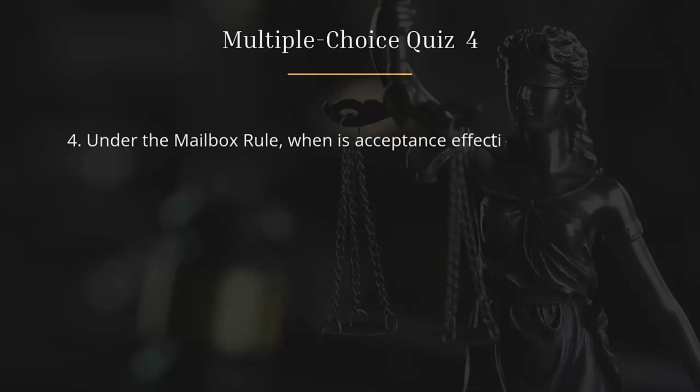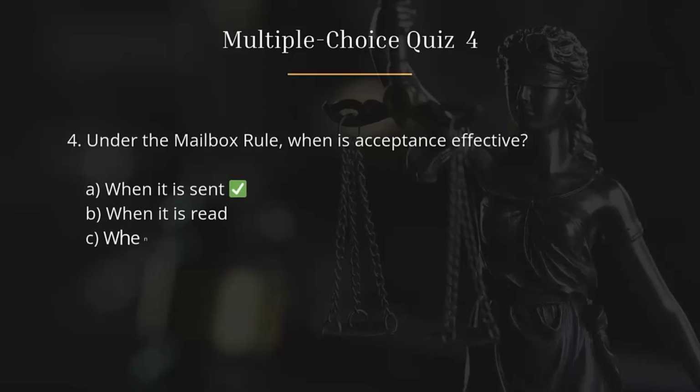Multiple choice quiz 4. Under the mailbox rule, when is acceptance effective? A. When it is sent. B. When it is read. C. When it is received. D. When both parties agree.